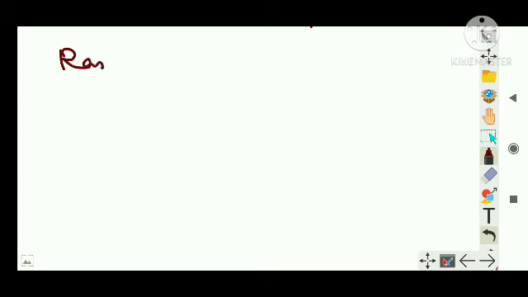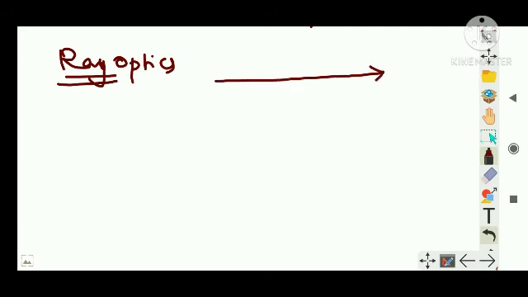Ray optics, as you can say, the main word which comes is ray. So what is a ray? A ray is actually the light itself, but that light just travels in a straight line. So this becomes a ray.